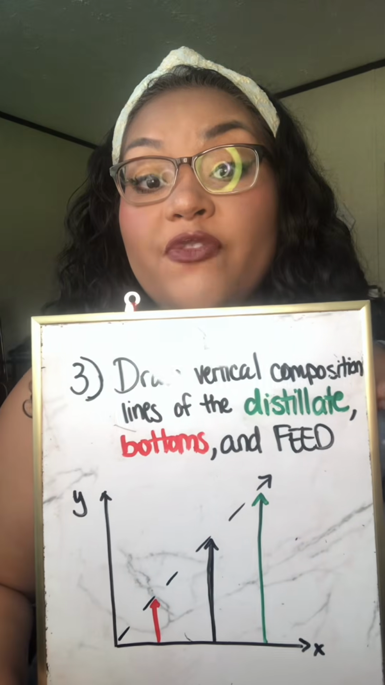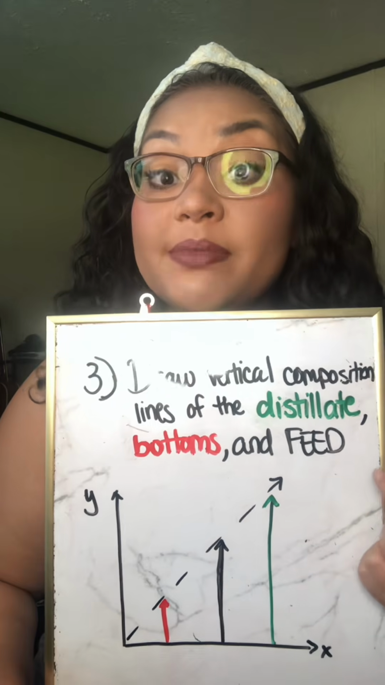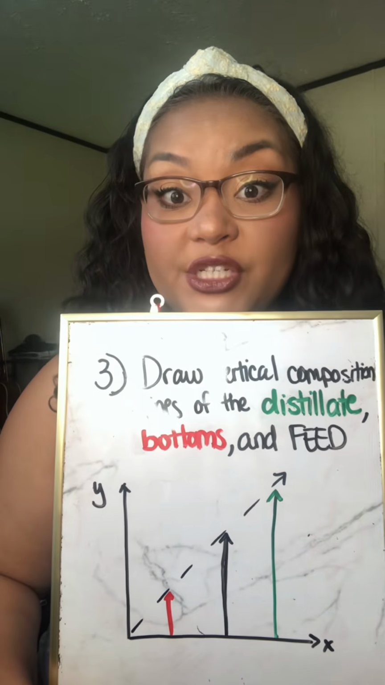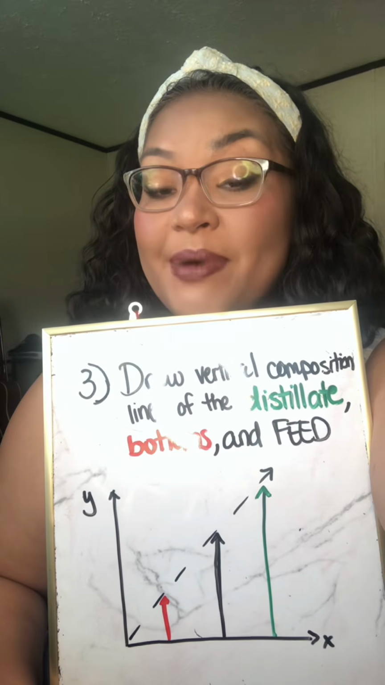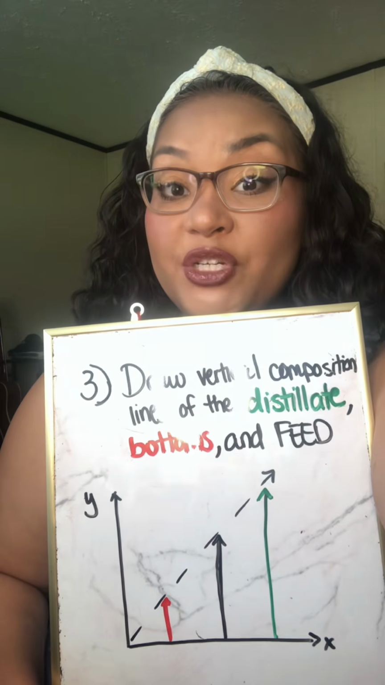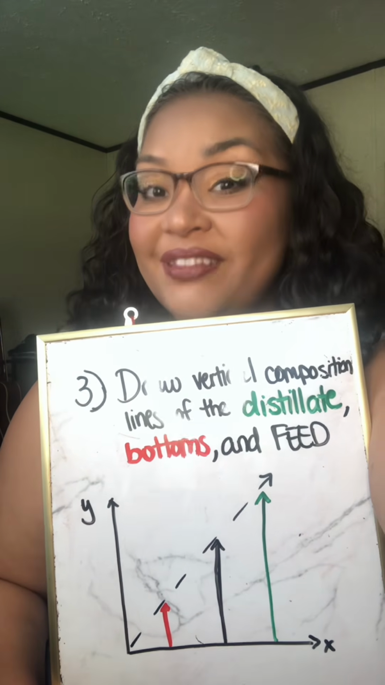Step 3, you want to draw vertical lines of the distillate, bottoms, and feed of their compositions on here going straight up to the y equals x line. Remember, we're thinking about the lighter component, so the distillate should have more of the lighter and the bottom should have less of the lighter.